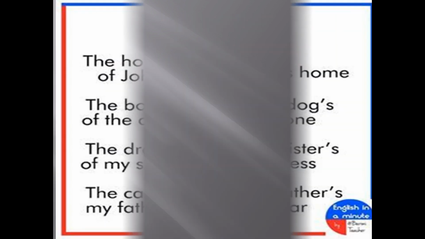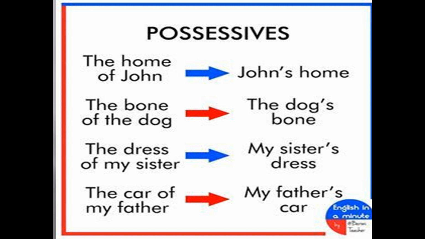Let's go here to also a lot of examples to show possessives. In the first example here, I have the home of John, which means this home belongs to a boy. His name is John. Instead of saying the home of John to show that this home belongs to John, I will use the apostrophe S. So I will start with the noun John.